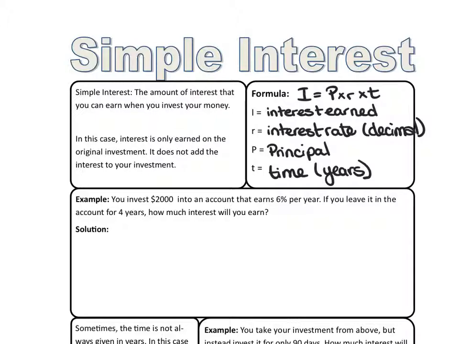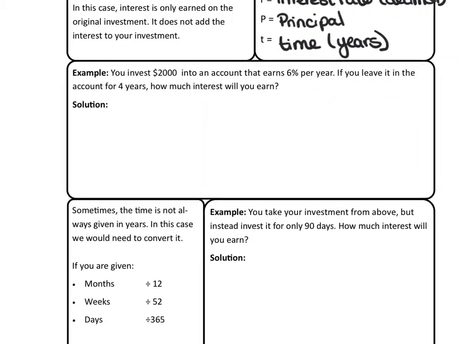So first thing, I'm going to show you how to do a quick example. Let's say you invest $2,000 into an account that earns 6% per year. If you leave it in the account for 4 years, how much interest will you earn? So what I like to do with this is highlight those numbers that we need. So we invested $2,000 into an account that earns 6% and 4 years. And then I also like to write a quick list of what we have. So I usually write, what does P equal, what's R, and what is T.